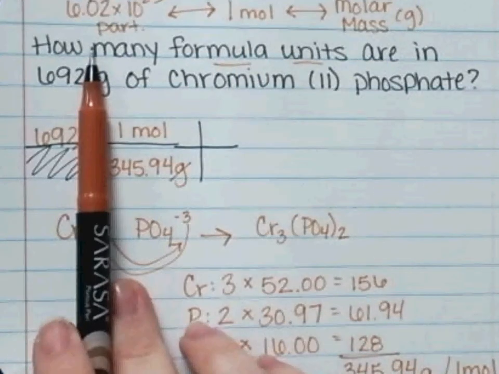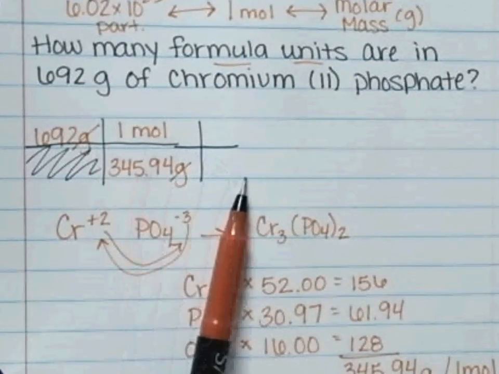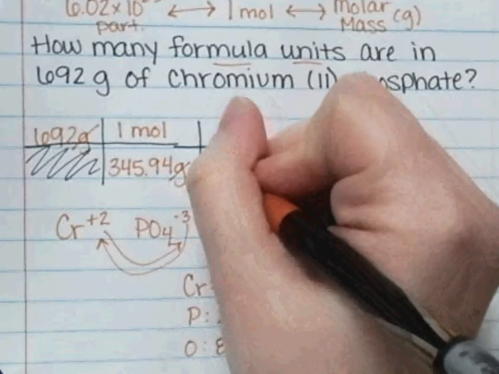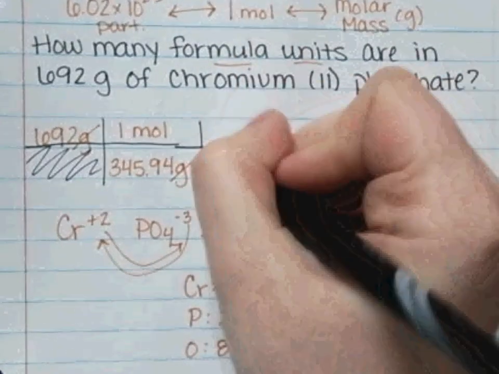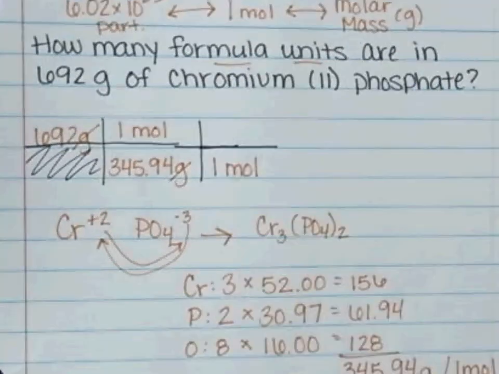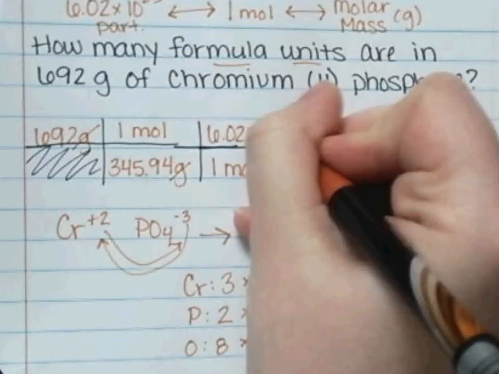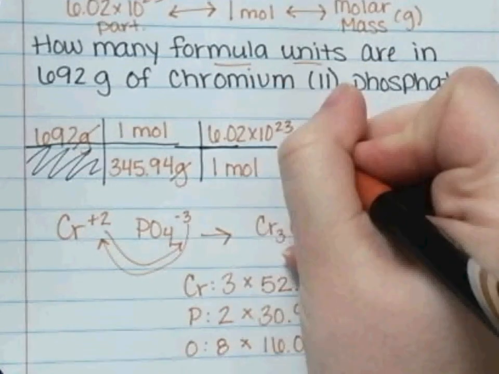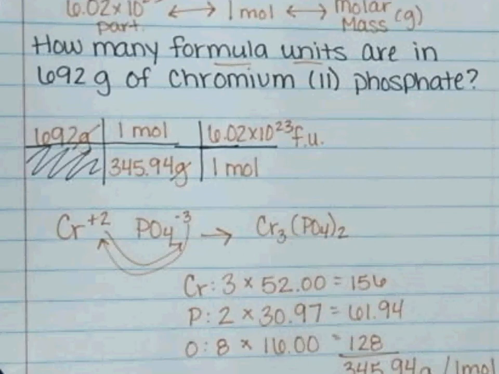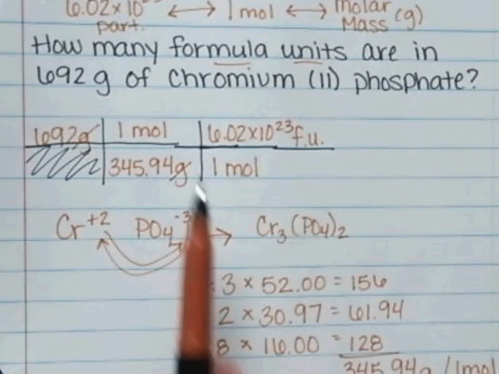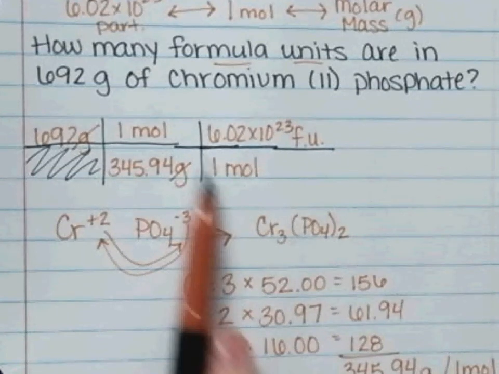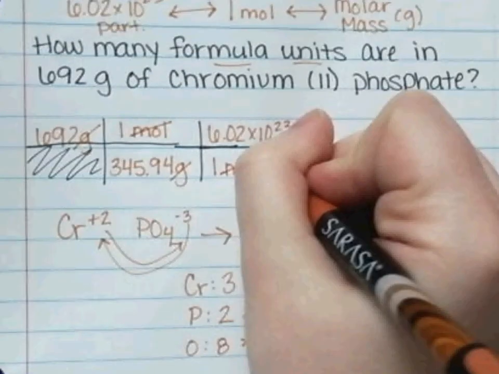I have my moles now, right? That's the unit I'm left with. But now I need to go to particles, or to formula units specifically in this case. So from moles, my options now are to use 1 mole or Avogadro's number. I need to cancel out moles in order to get to formula units, so I'm going to put 1 mole at the bottom here. And I know 1 mole is 6.02 times 10 to the 23rd formula units.